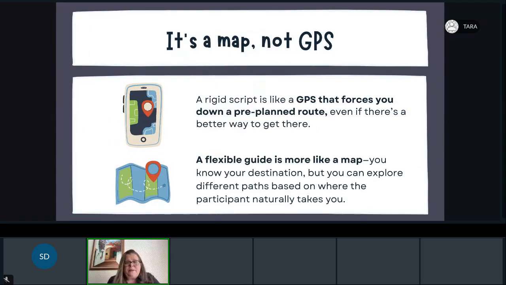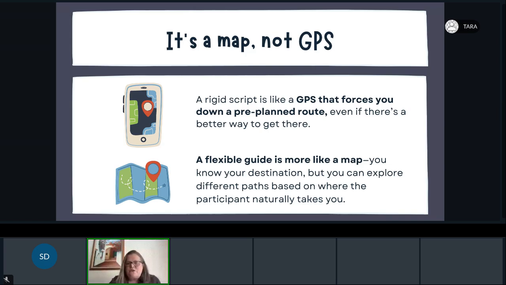It's not a map. It's not a GPS. So a common misconception about interview guides is that they're engraved in stone, right? That they're strict scripts that must be followed in a set order. In reality, qualitative interviews are dynamic. Again, they're a conversation. And the guide should serve as a flexible tool rather than a rigid checklist, going from 1 to 20, and I can't go out of order.